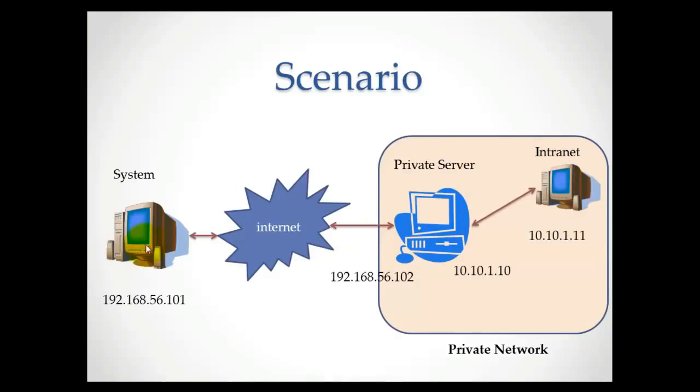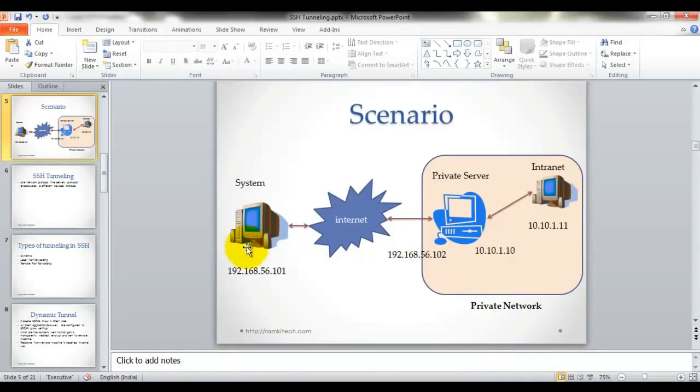In this scenario, I will give each system a hostname. This hostname is system. This hostname is private network. This hostname is intranet. From system I want to access the intranet. So how will we achieve this? We first log into the private server, then from there we log into the intranet, nested. Okay, now these are the three systems.